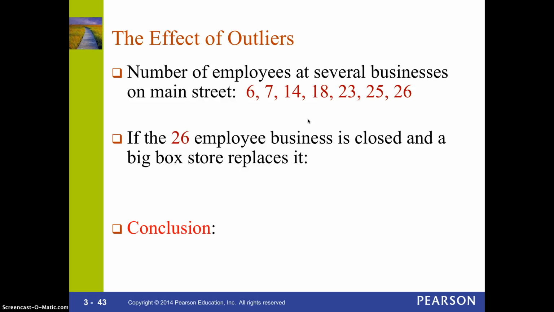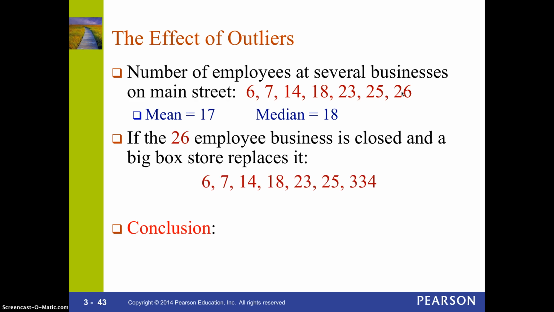Let's look at what happens to the mean and the median when you have an outlier. There are several businesses on Main Street, and that's the number of employees that each business has. There are 7 businesses. Let's say the business that employs 26 people, the largest value, closes and some big box store such as Walmart or Kmart replaces it. Now here's my list of numbers. The 26 becomes this very large number, 334. Up here you notice my mean and my median are both very close together.